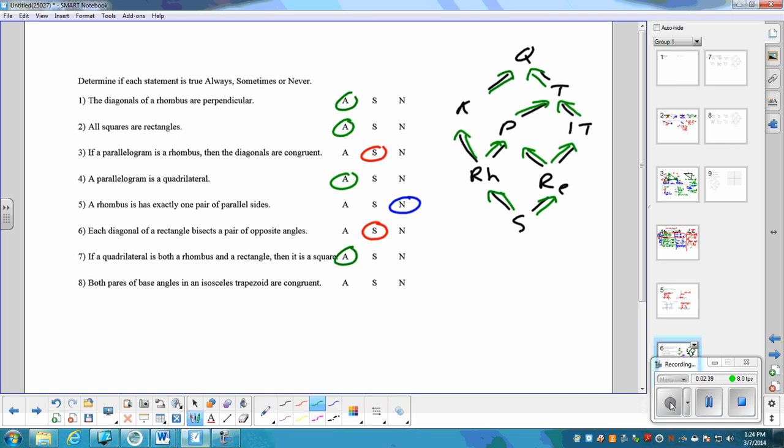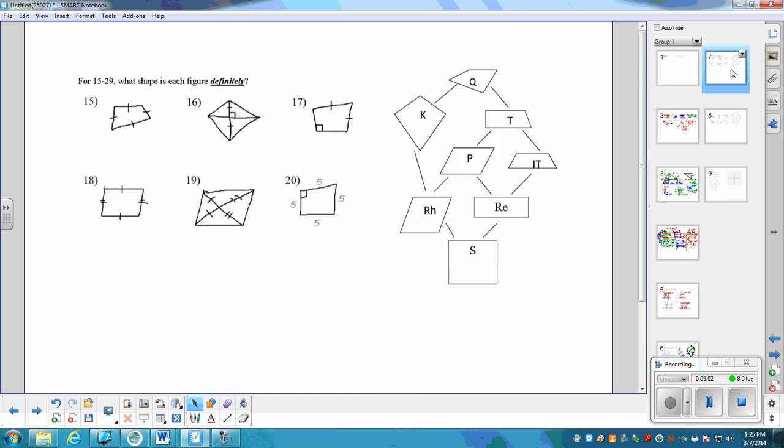Both pairs, I'm going to assume that what I meant to type was pairs and not pairs, because an isosceles trapezoid does not have that kind of pair, because it's a verb. So both noun pairs, base angles in an isosceles trapezoid, are congruent. Yep, the top pair and the bottom pair. There we go. Nice job. Let's get to the fun stuff.